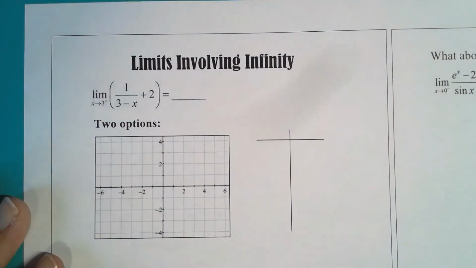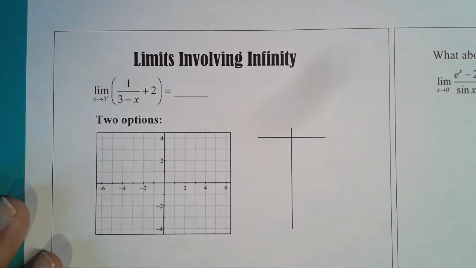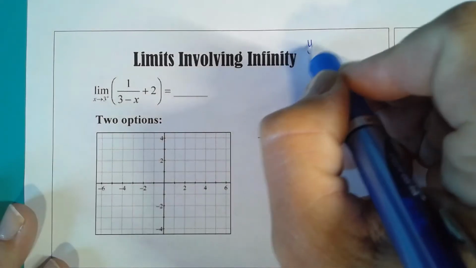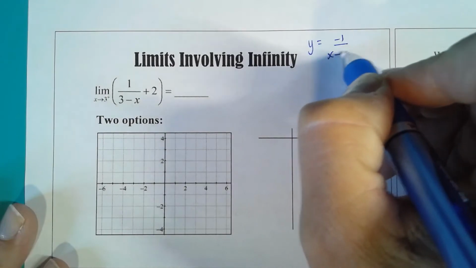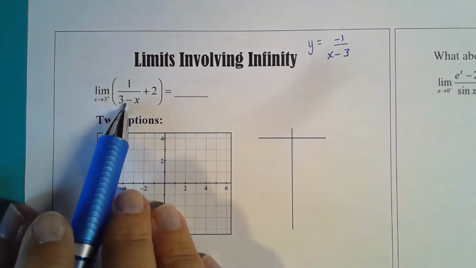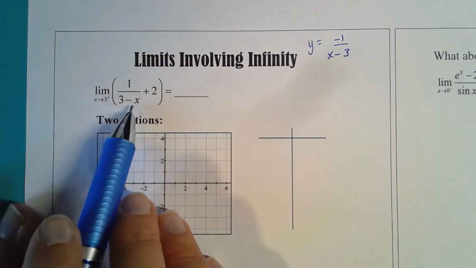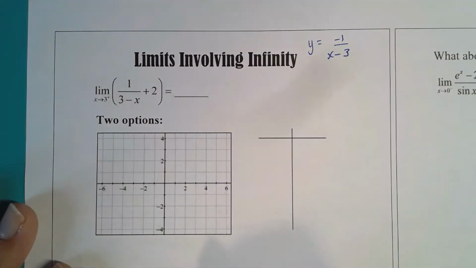Here's what I'm going to do. I'm going to come over here. I'm going to take that negative to the top. So if it was 3 minus x and I take out a negative, it's now x minus 3. So I like that negative in the top.